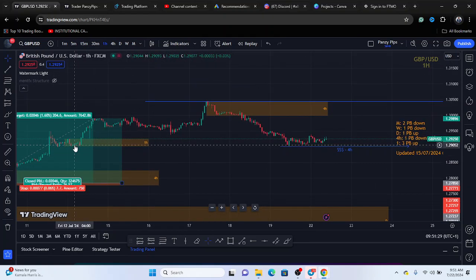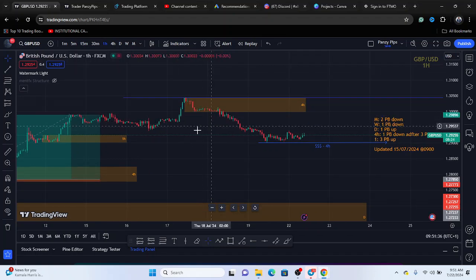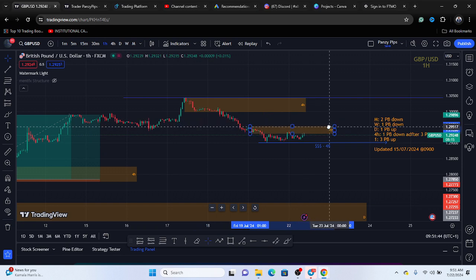This was 3. This was 3, and the market went again 4. So 4 PB up, and then the protected low was here. Breaks through 1, pull back 2. So we are 2 PB down after 4 PB up. Here is our zone.